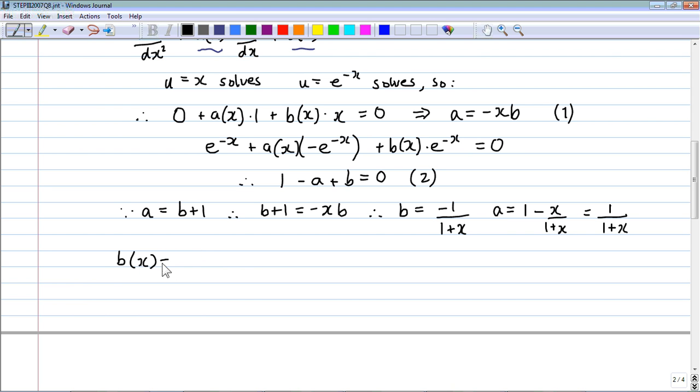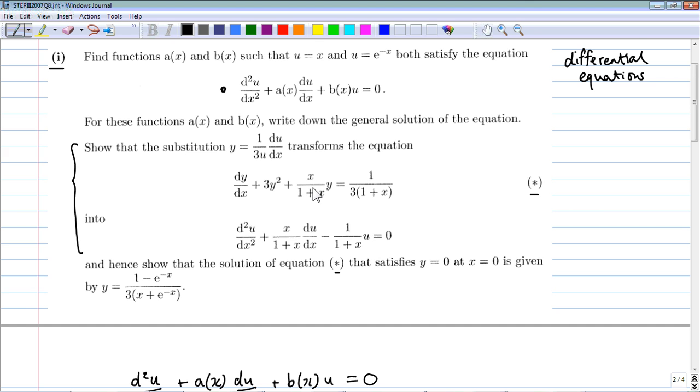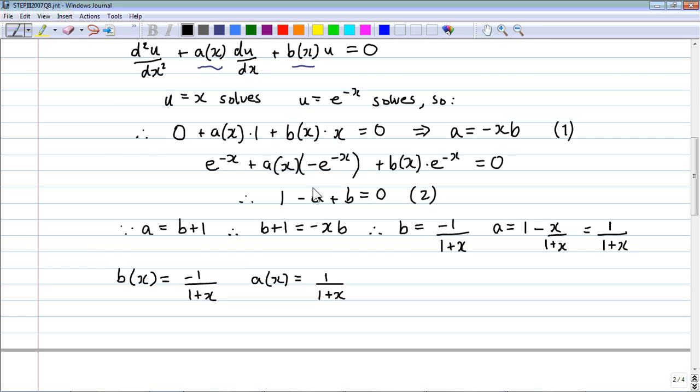Let's just write that down clearly. b of x is minus 1 over 1 plus x. a of x is 1 over 1 plus x. Did I get that right? Let's check the original. Sorry, a is x over 1 plus x. That's a silly mistake there. Hope you spotted it. That should have been an x here, giving me x over 1 plus x. So a is x over 1 plus x.